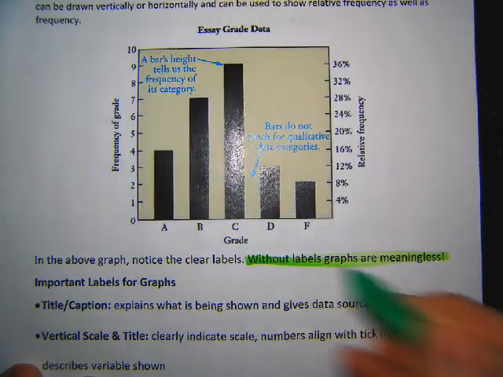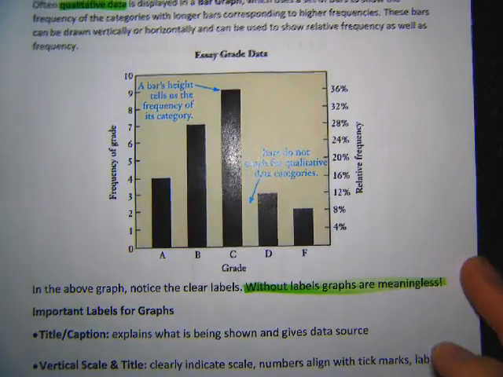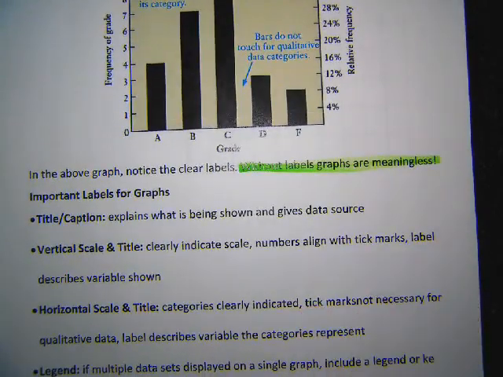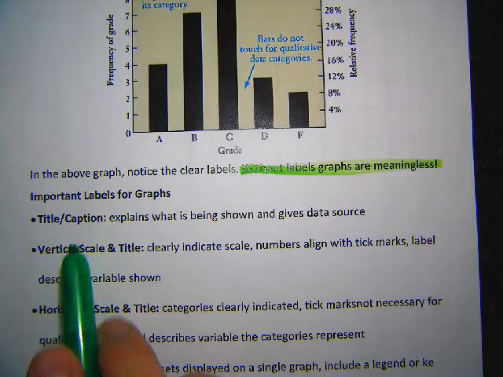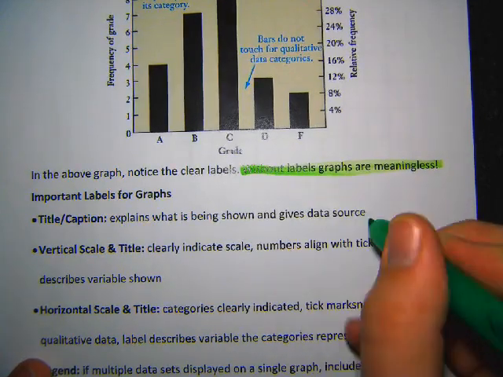People get lazy when they're making a graph and they just don't include enough labels, or sometimes people don't pay attention to labels. You really have to watch labels because labels can tell you a lot about a graph and help you understand the data better. So really be careful with the labels. Important labels you should include: the title and caption. The title usually describes it. If you need more explanation, there'll be a caption that just explains what is being shown. A lot of times it also gives the data source.